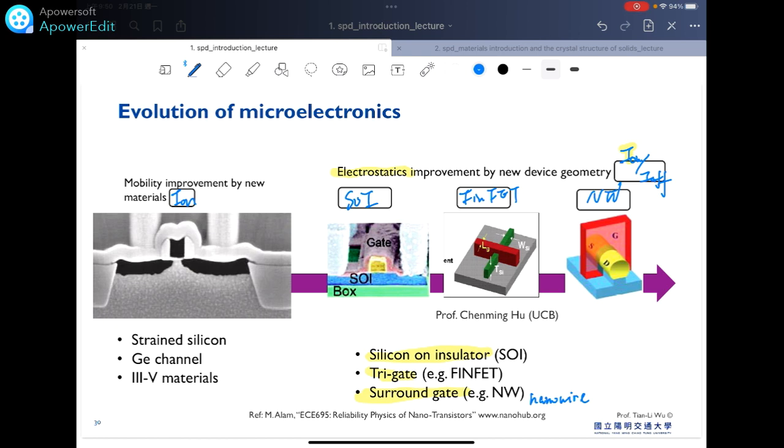So these are all still very popular technologies that we still use, and even though they are already in production, there are still many aspects that need to be improved.